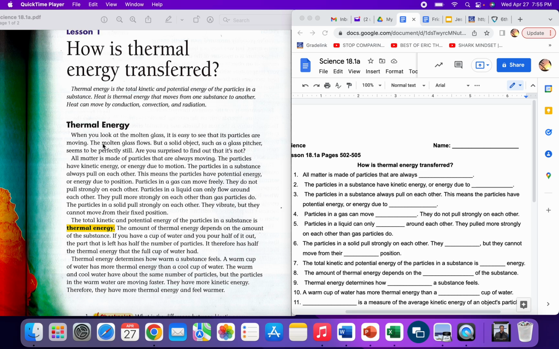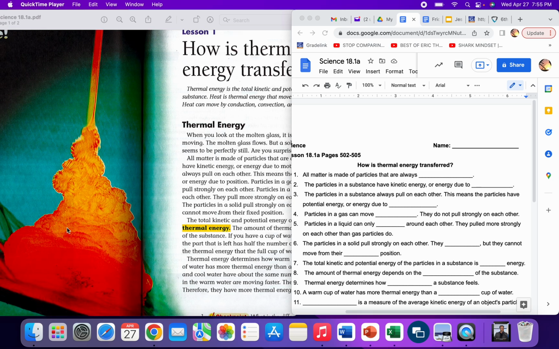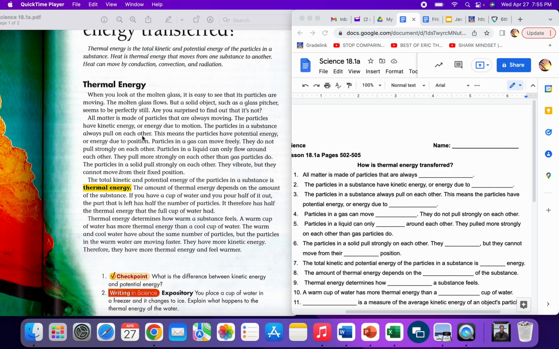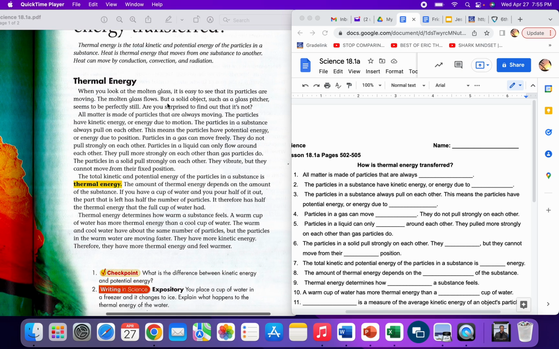When you look at the molten glass, it is easy to see that the particles are moving. So they're talking about making glass right here. These things are moving because we're pouring it. The molten glass flows, but a solid object like a glass pitcher seems to be perfectly still. Are you surprised to find out that it's not? We already talked about this with the states of matter, how the particles inside it vibrate. All matter is made of particles that are always moving. So you can see what you're doing here as you fill in this blank with your notes.